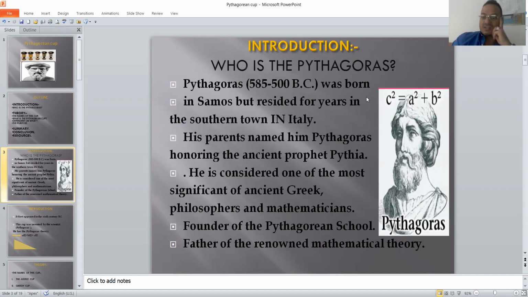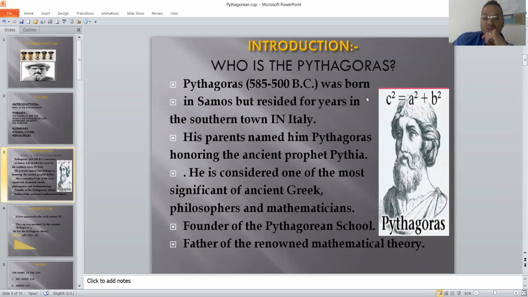Let's discuss this point. Why did his parents name him Pythagoras? There was a reason for that. Let's talk and explain what the reason was. The reason was honoring the ancient prophet Pythia. That was something like a god in the old ages.